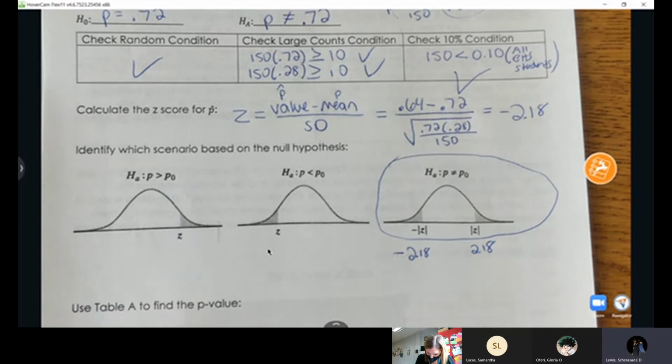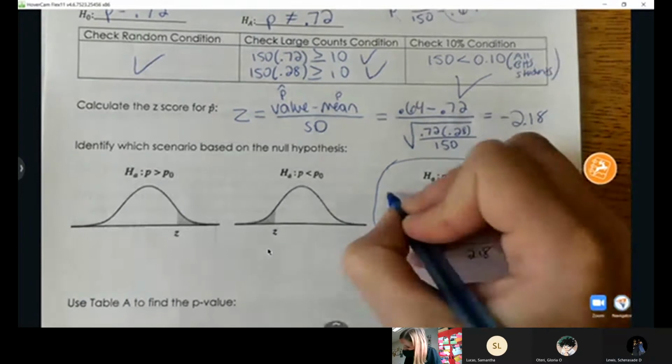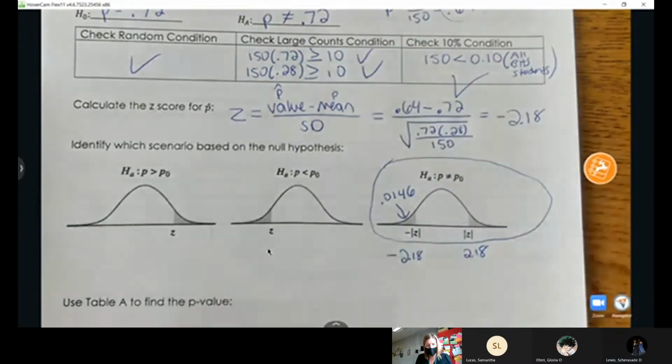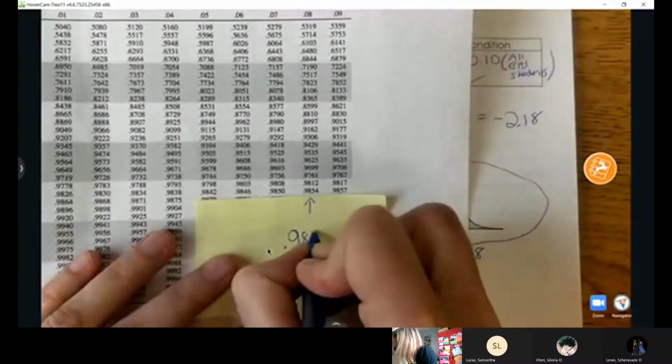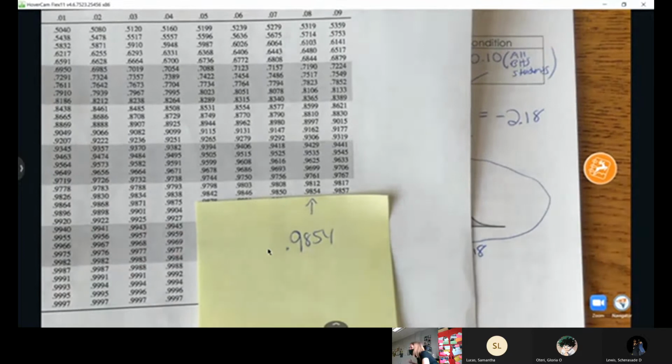I got 0.0146. I agree. So what that means is that this piece right here is 0.0146. If I looked up the positive 2.18, I get 0.9854. Will you guys subtract that from one and tell me if you get the same number?